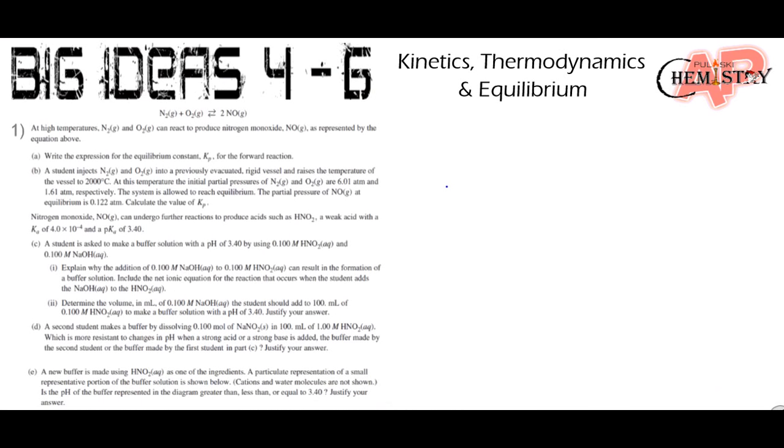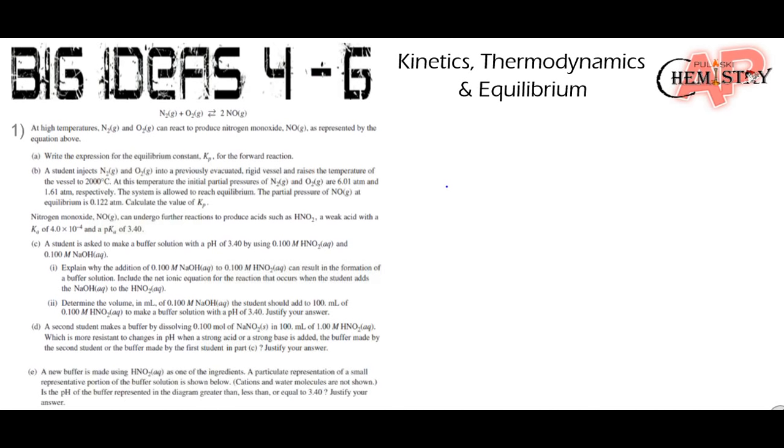So here's our first problem. They give us an equation: N2 plus O2 gives us 2 NO. At high temperatures, N2 and O2 can react to produce nitrogen monoxide, as represented in the equation above. A, write the expression for the equilibrium constant Kp for the forward reaction.